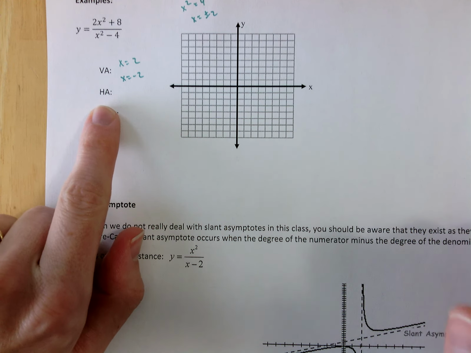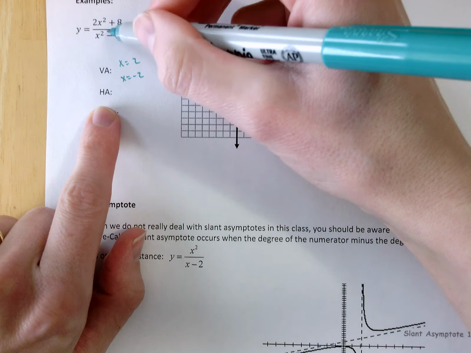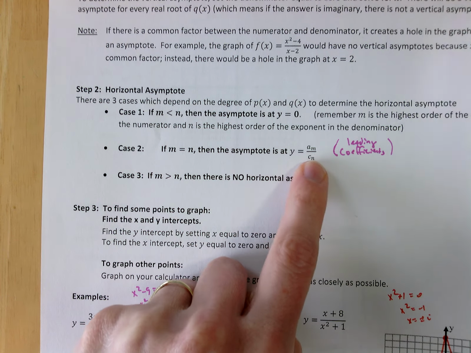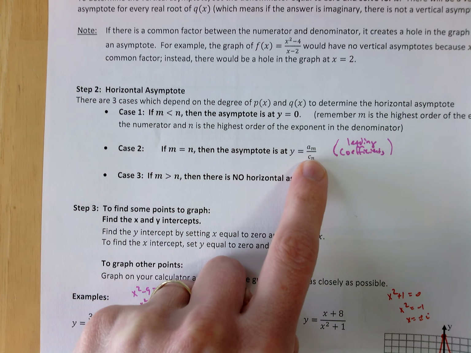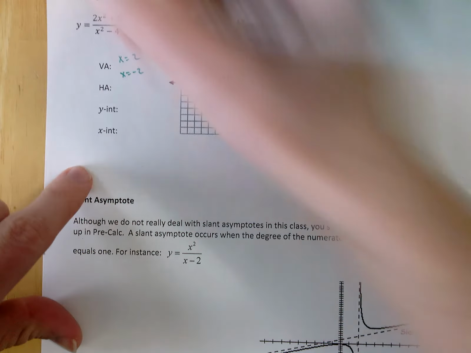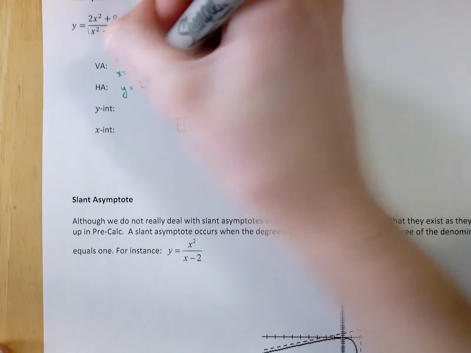Horizontal asymptote, which I'm not going to mess up this time. In this case, the degrees are the same. So if the degrees are the same, your asymptote is just the ratio of your leading coefficients. In this case, it would be 2 over 1, so it's going to be y equals 2.